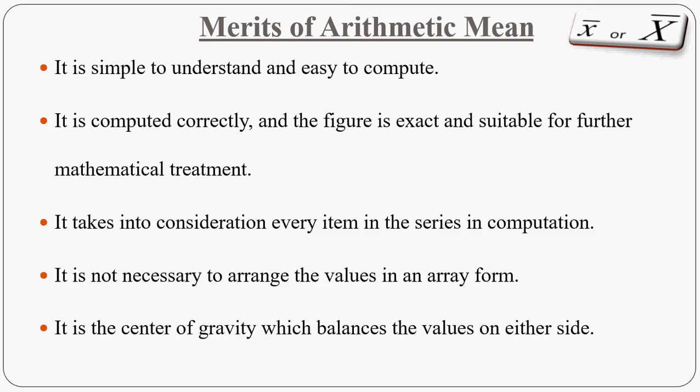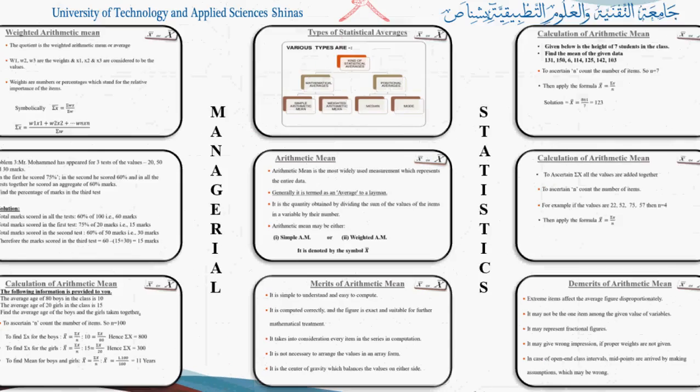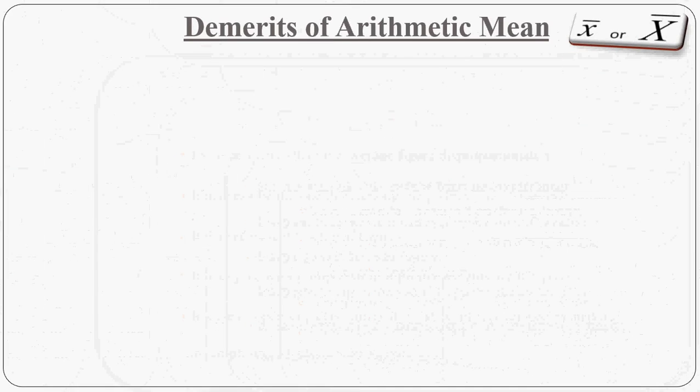So it is the center of gravity which balances the values on either side. If you draw a line, keep exactly the mid center point. This is what we call center of gravity, which balances left and right, that is, the values on either side. So I hope this example is clear with regards to merits of arithmetic mean. So let us move on to understand the demerits of arithmetic mean.